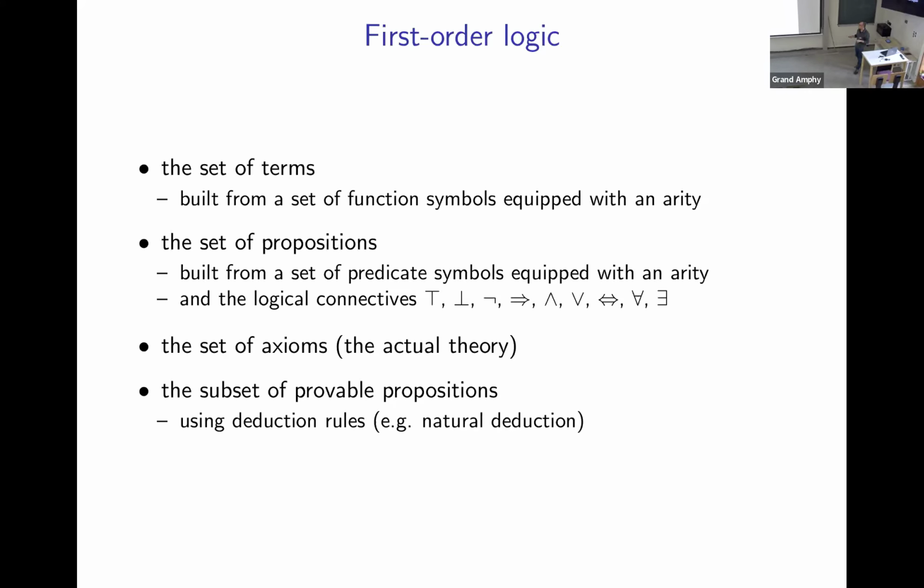They start by explaining what the terms are. So a set of terms built from function symbols of some arity, and then you have the propositions. Same thing, it's built from a set of predicate symbols with some given arity, and then you can compose those predicates with connectives. And finally, the actual theory is a set of axioms in the language that you have defined here.